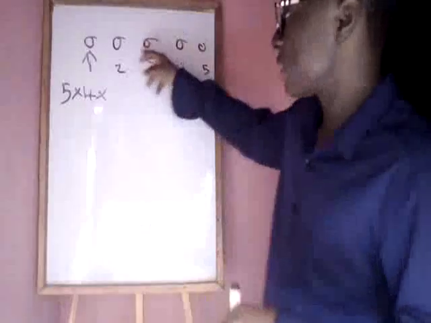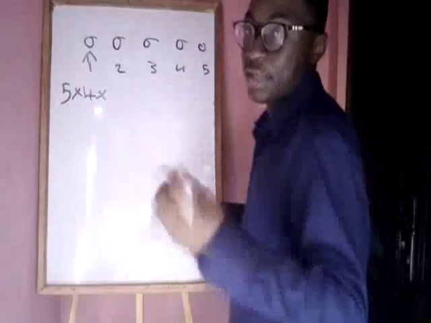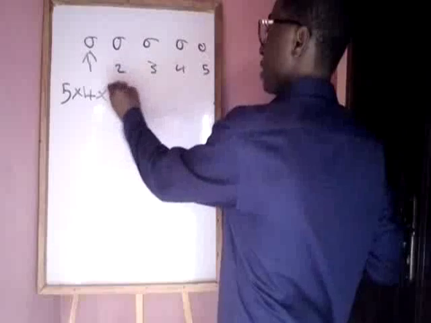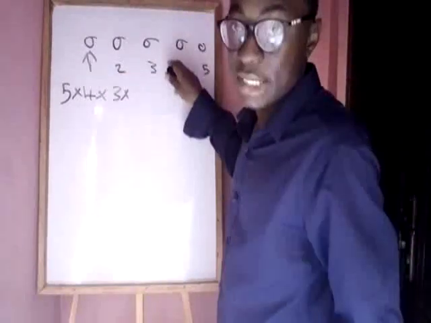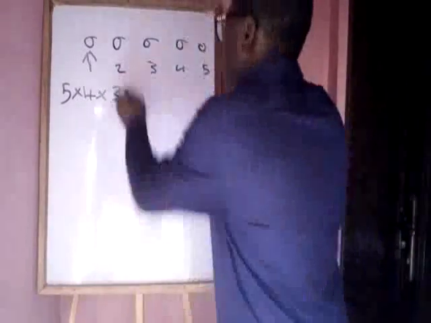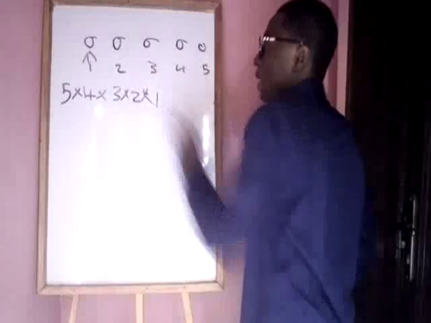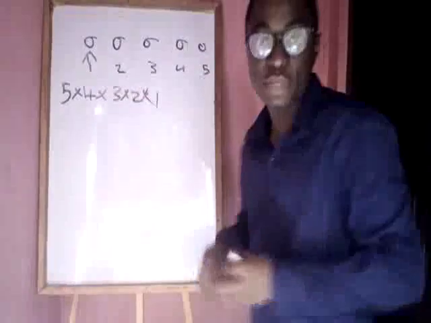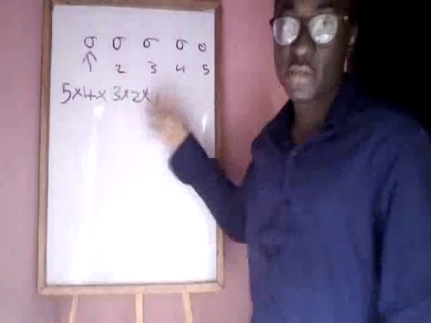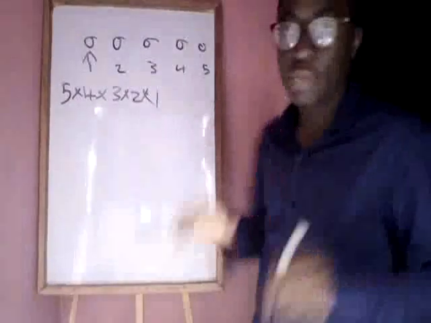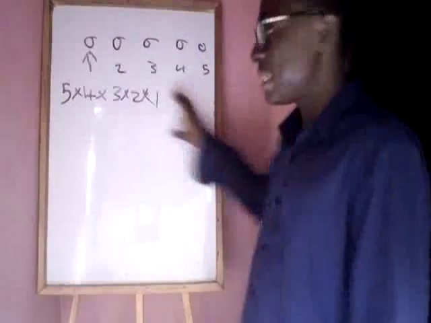Then the third person has 3 possible seats. That's times 3. The fourth person has 2 different ways to sit. That's times 2. And then the fifth person has only one possible seat. That's 1. So at the end of the day, we have this expression: 5 times 4 times 3 times 2 times 1. In permutations and combinations, we represent this with a special notation.